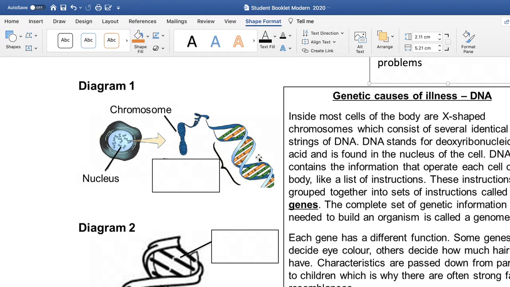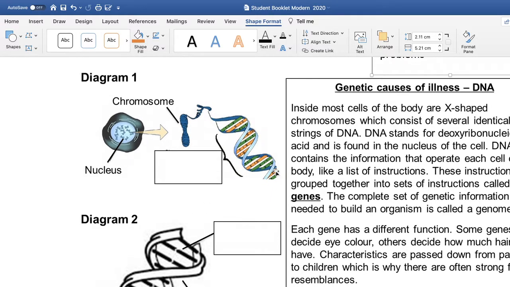Now, we know that this is what makes up the body. So it might be a gene for eye colour. It might be a gene for hair colour. It might be a gene for a certain disease. Okay, so these are all genes that make up the body. Now, everyone's genes are different, because obviously they're made up from different genes from your parents, and that's how you're linked to your parents.